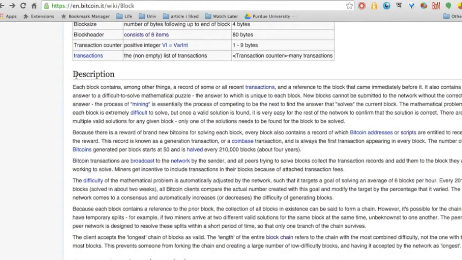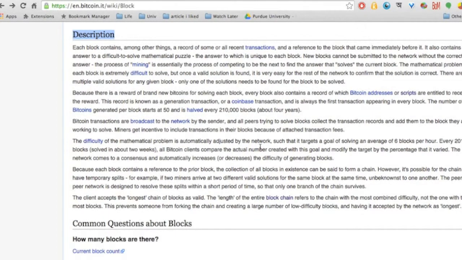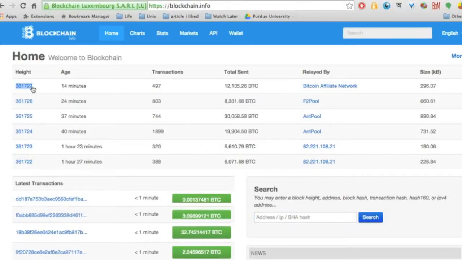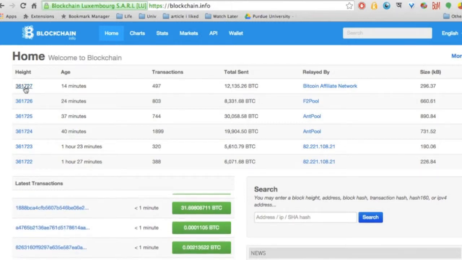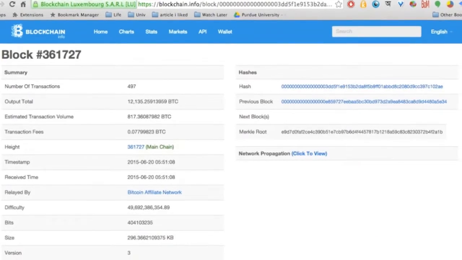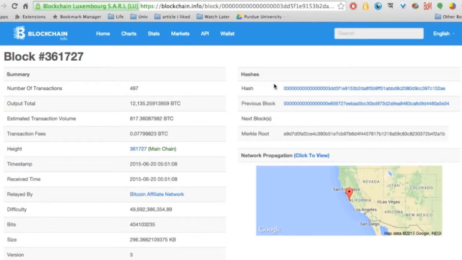previous article here in the description, you will see that in the Bitcoin network, on average 6 blocks are generated every hour. Okay, so the most recent block is 361727. Okay, let's look at this block. Every block is identified by a unique hash string. Okay, so this is a unique hash string. We'll later describe how we generate this hash value.